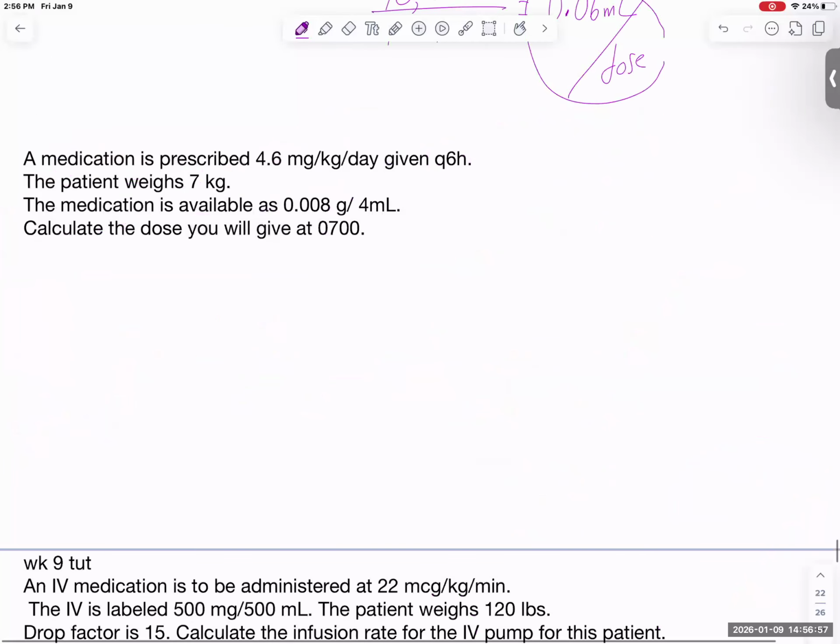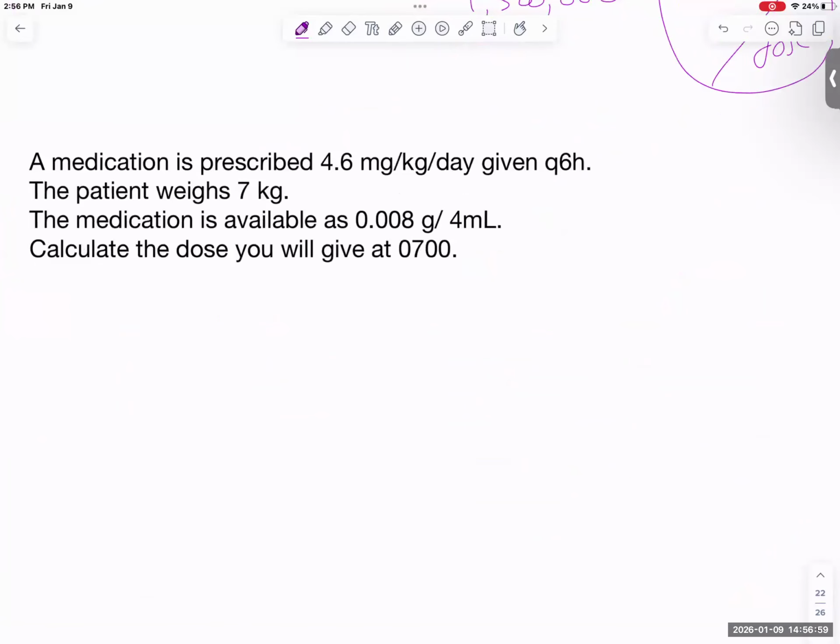So I'm going to let you solve for this one. I'll give you a few minutes. I'll give you a minute and a half. How about that? Very good.